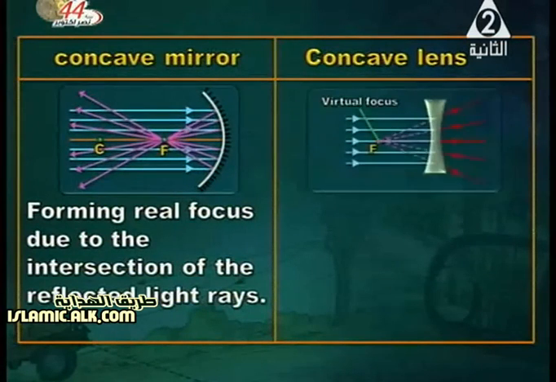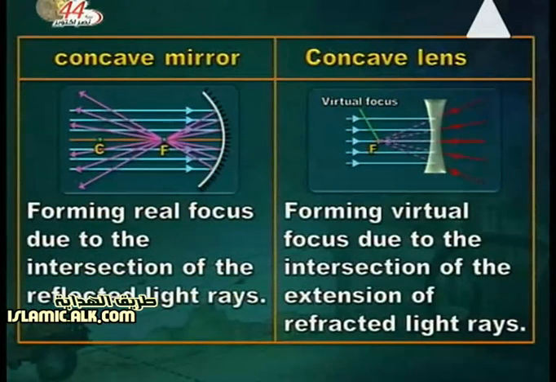While a concave lens diverges the light rays after refraction. All parallel light rays to the principal axis will be diverged on passing through the concave lens, so they can't intersect, and we have to take their extensions to form the virtual focus, which is formed due to the intersection of the extensions of all refracted light rays.